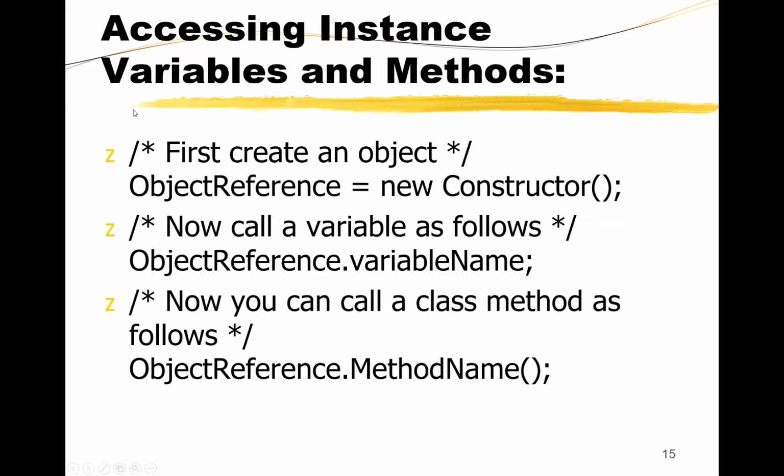And this is how you create an object using a constructor. First, you create an object reference, and then you say object reference equals new constructor. Therefore, object reference equals new constructor means you create a new object and initialize it by calling the constructor. Then using the object reference variable, dot, variable name, you can access it. And methods also the same. That is how we access it.